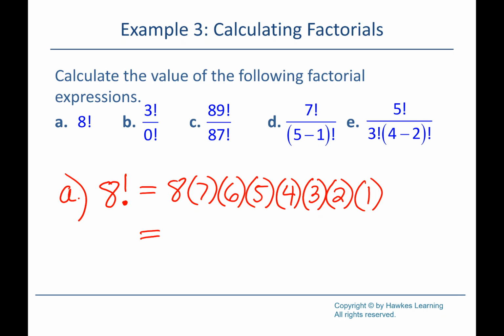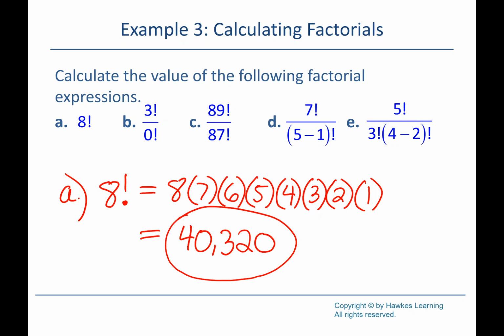So we can just multiply all that out. Some of your calculators probably have a factorial button. If you can find it on there, it's an exclamation point, but a lot of them won't. It just depends on your calculator. You can just do this the long way. So for this one, I get 8 factorial is 40,320.